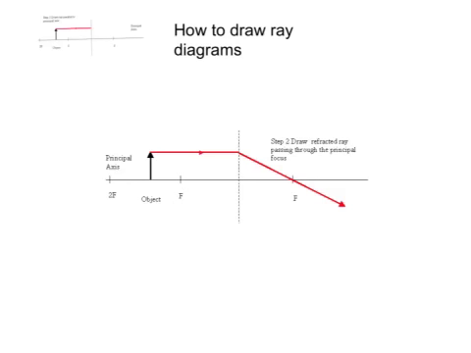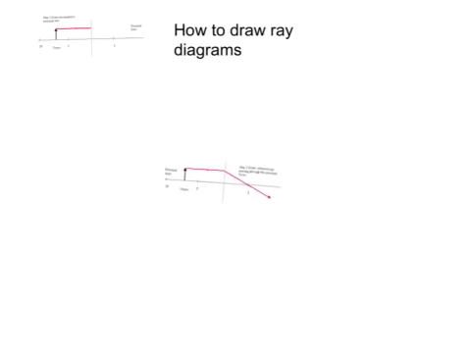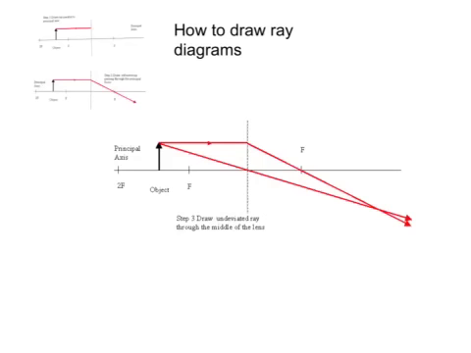So convex, step 2, draw the refracted ray passing through the principal focus, i.e. the focal point here. Again, arrowhead. Step 3 is then to draw a second ray which simply goes from the object, the top of the object, through the centre, the middle of the lens, and then all the way through. And so now what you have is a point where those two rays cross over.